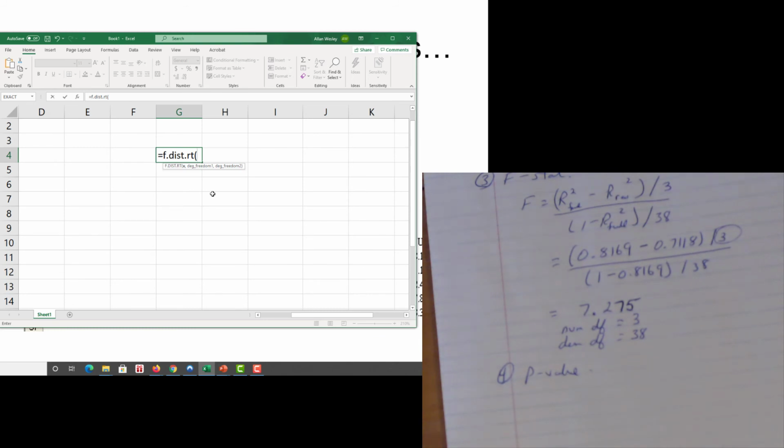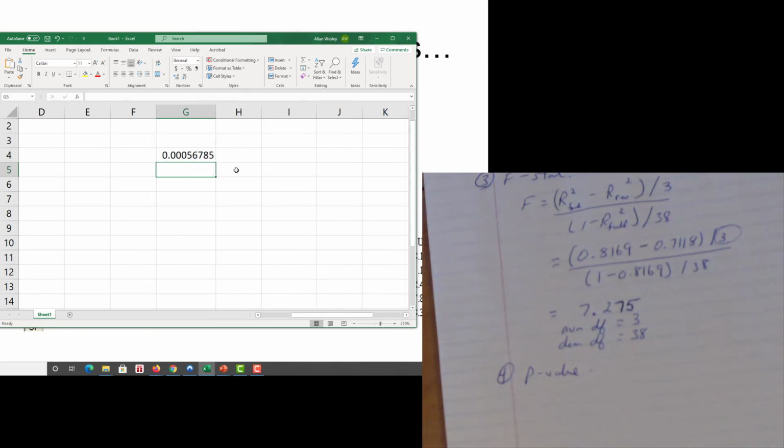So notice how it's not a two-tailed test. It's a one-tailed test just by the structure. Now you see some arguments come up there. We've got 7.275. That's our test statistic itself. And then you can kind of see that it asks for the numerator and denominator degrees of freedom. So I give it that, 3, 38. Close those old brackets and count to 3. 1, 2, 3, and magic! And kaboom.